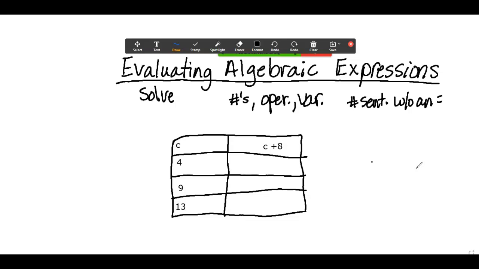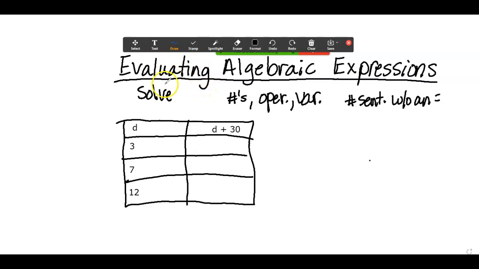So same thing for this problem now. This time the variable is c, and the algebraic expression is c plus 8. We're just taking the numbers and replacing c with the numbers. So 4 plus 8 is 12. 9 plus 8 is 17. 13 plus 8 is 21. And there you have that answer.